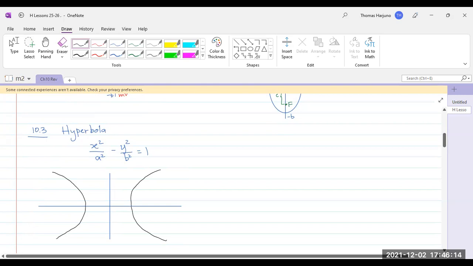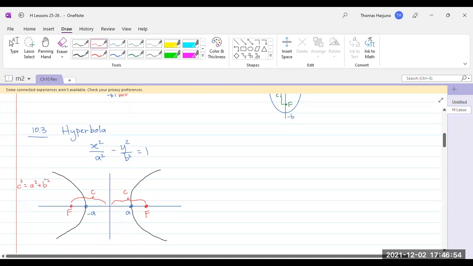Now, the vertices here are, again, A and negative A. The foci are again in the interior of the hyperbola, and the distance from the center of the hyperbola to the foci is C, where C squared is A squared plus B squared.